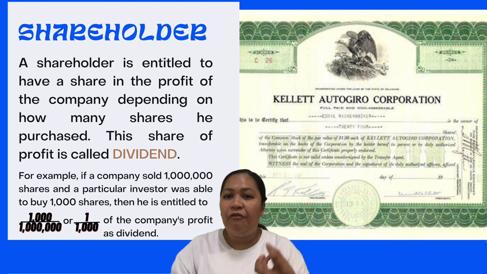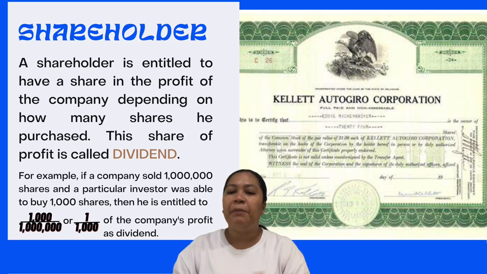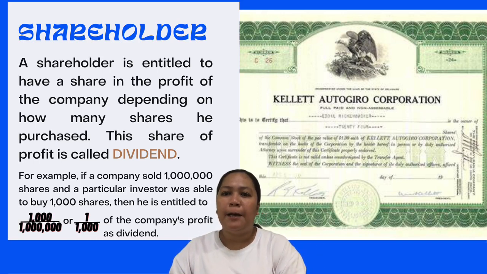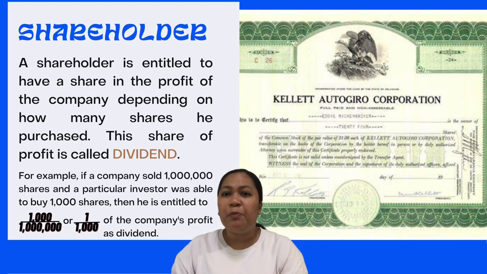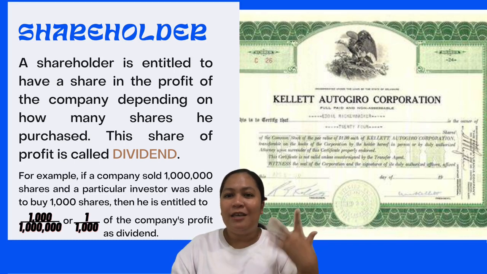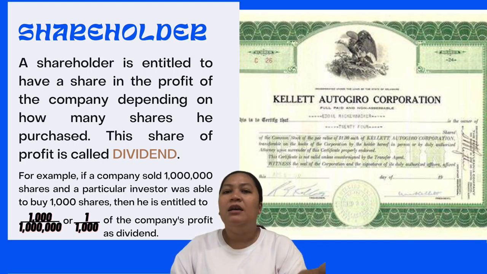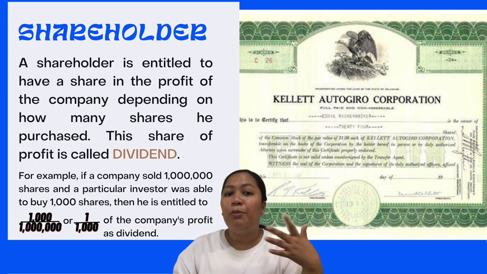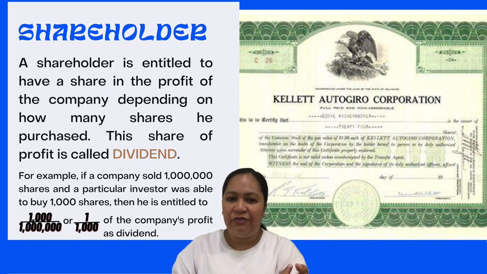So, for example, I am the investor who purchased shares in a company. Just as an example, the company is San Miguel Corporation. I purchased shares in that corporation, so I am already called a shareholder. Then I receive a certificate. Whatever profit San Miguel earns, I also get a part of that profit, and that particular profit is called dividend.